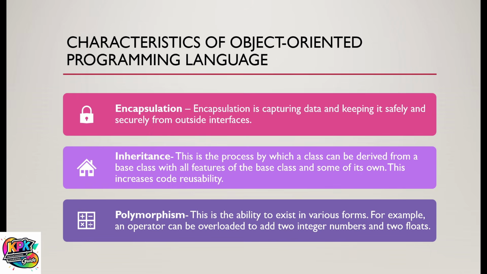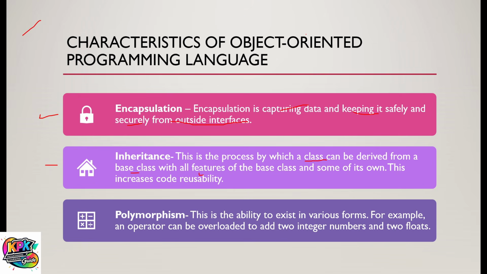Characteristics of object-oriented programming languages. One, encapsulation. Encapsulation is the capturing of data and keeping it safe and secure from outside interference. That is encapsulation. Then there's inheritance. This is the process by which a class can be derived from a base class with all features of the base class and some of its own. So this increases code reusability.